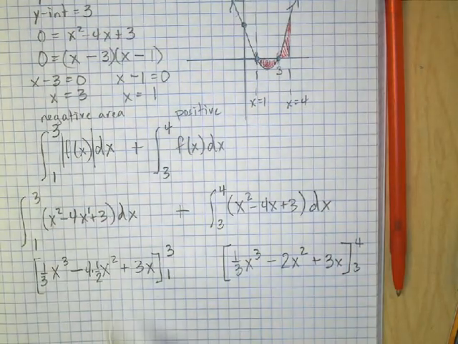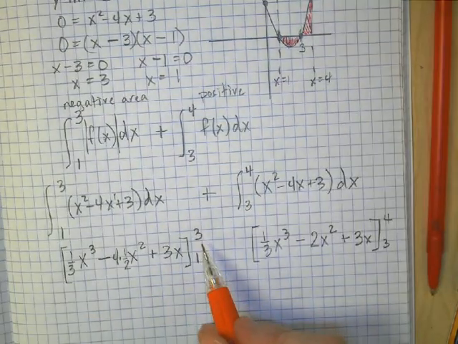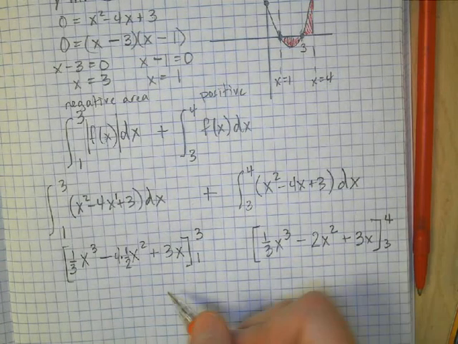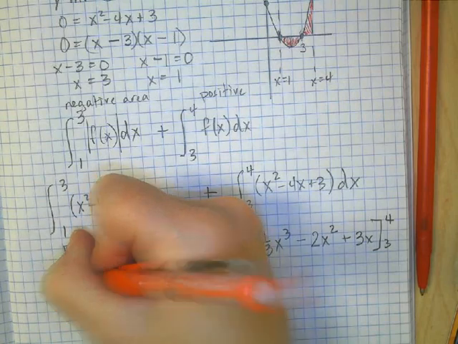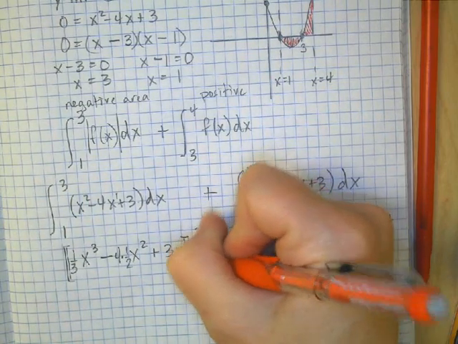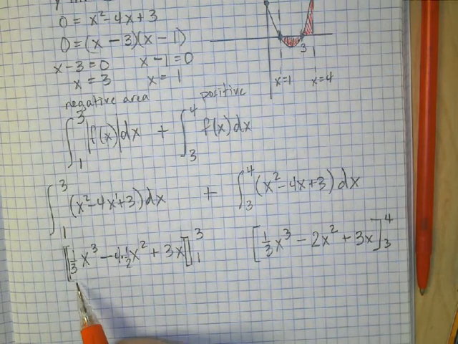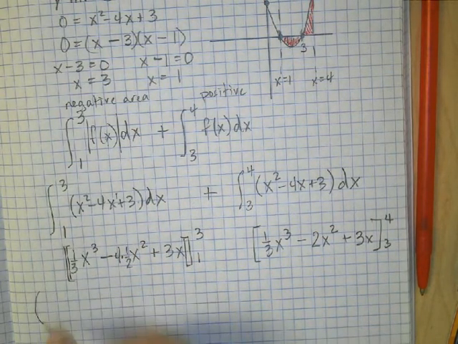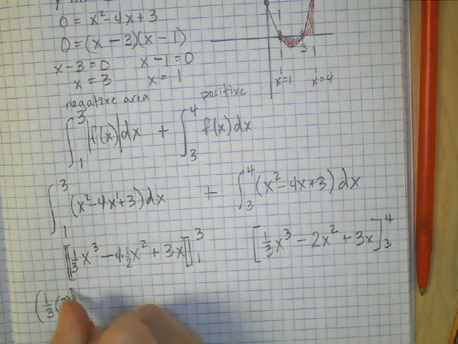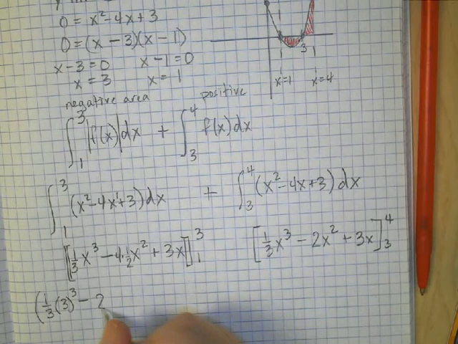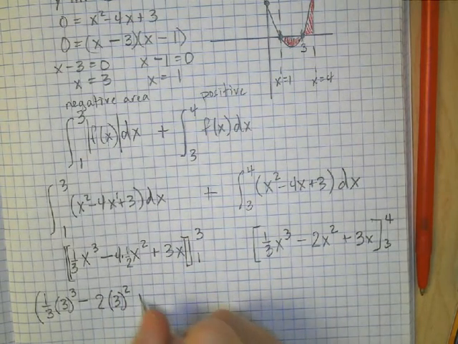Okay, so now I'm going to go ahead and do my substitution. So I'm going to start with my upper boundary. Oh, and remember, we're going to take the absolute value of this. So I can put my absolute value bars. I'm going to take the absolute value of this after I evaluate it. Okay. So I'm going to go ahead and do my substitution. I'm going to have 1/3 times x is 3 cubed, minus 2, because 4 times 1/2 is 2, times 3 squared, plus 3 times 3.